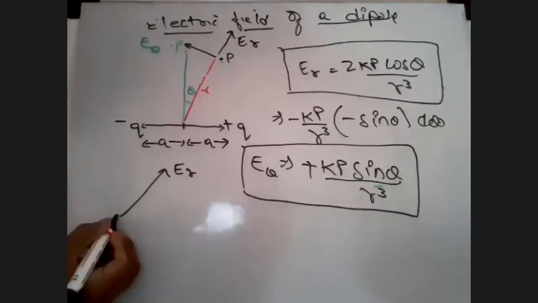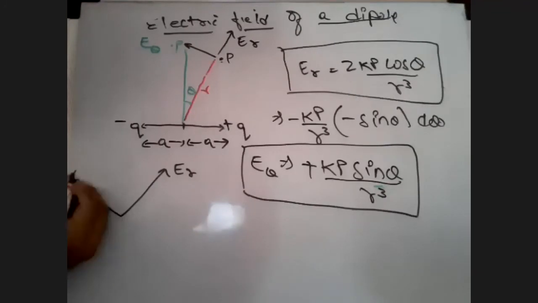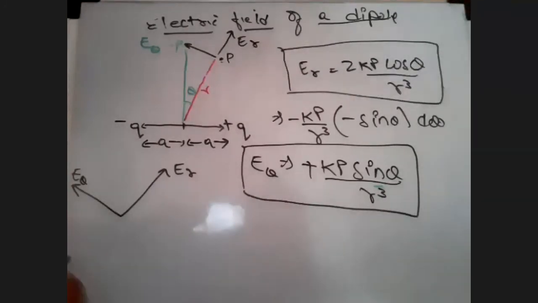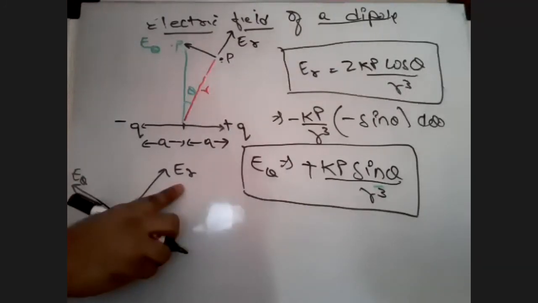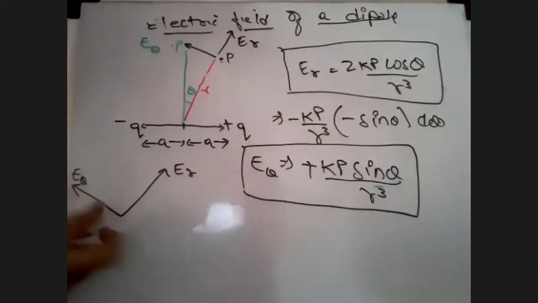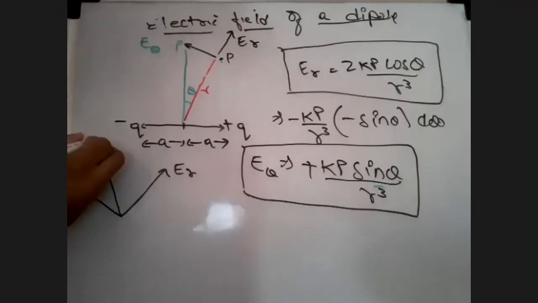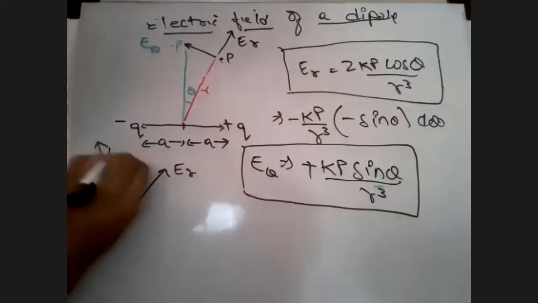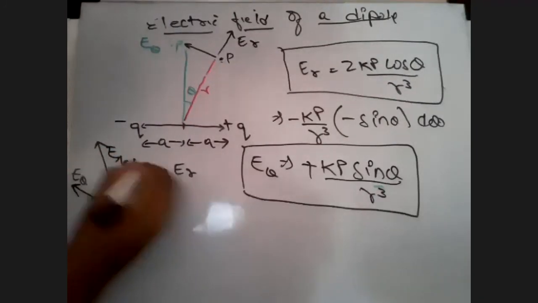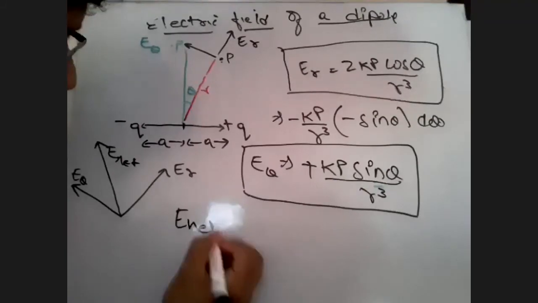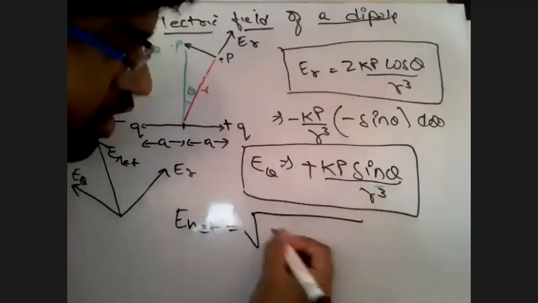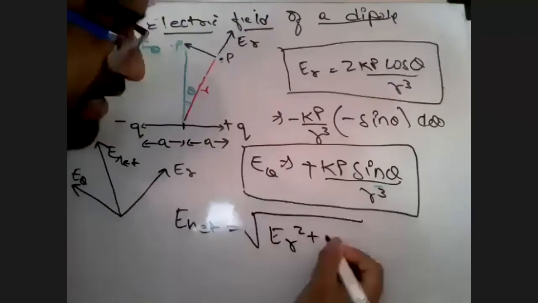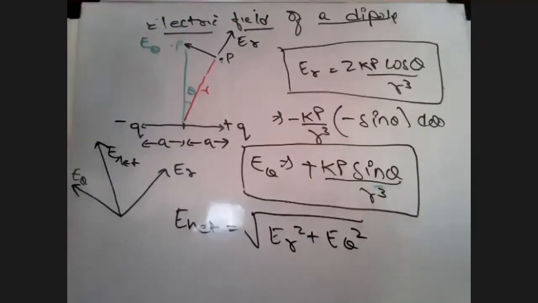So root of E r square plus E perpendicular. Yes, you go ahead with that and tell me what is the answer. So I got ER and I got E theta. I know the perpendicular is going to be somewhere here. So what is going to be the E net result? I want to find out E total or E net. E net is simply going to be what? Root of E r square plus E theta square.